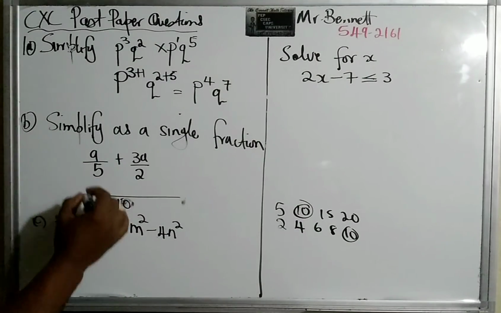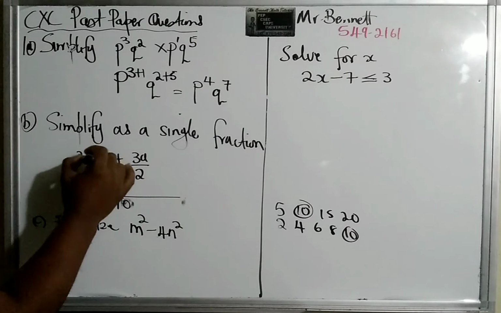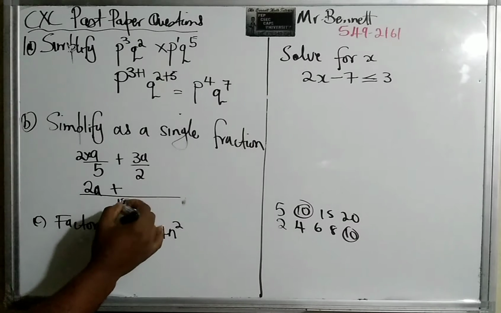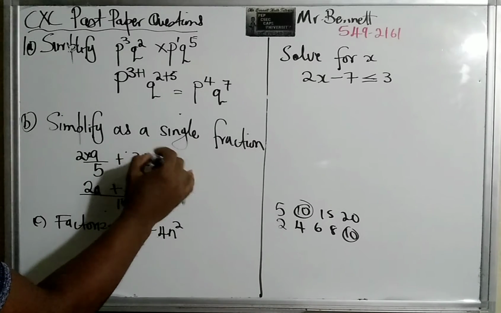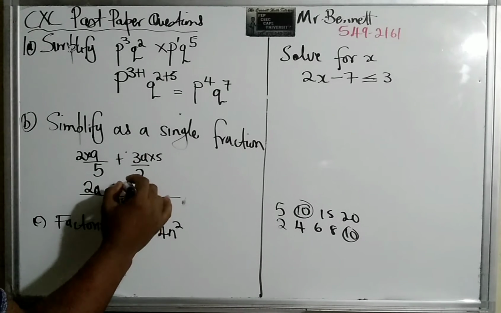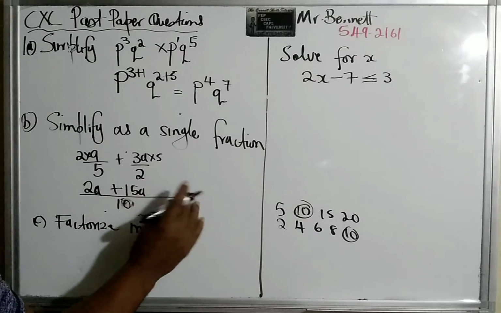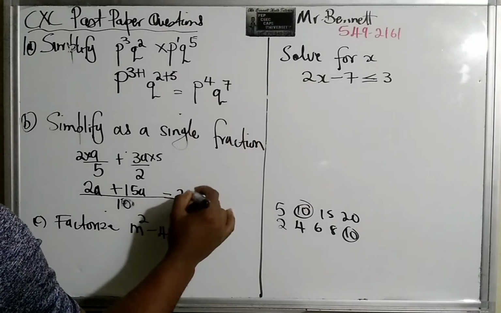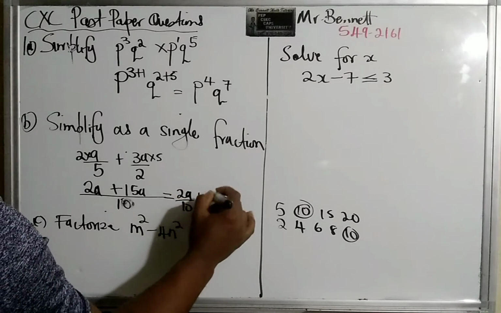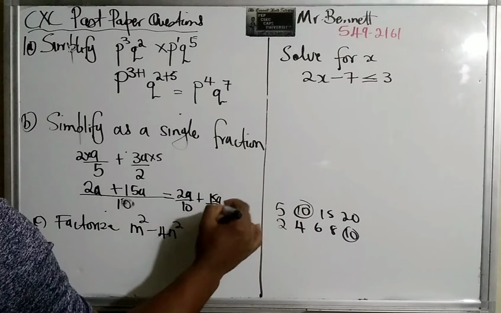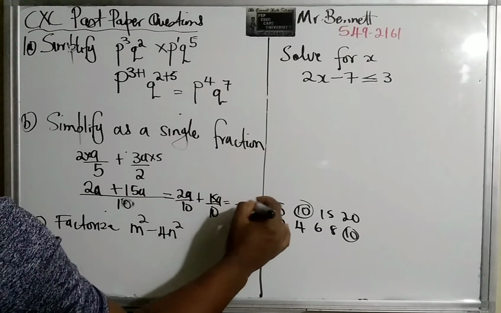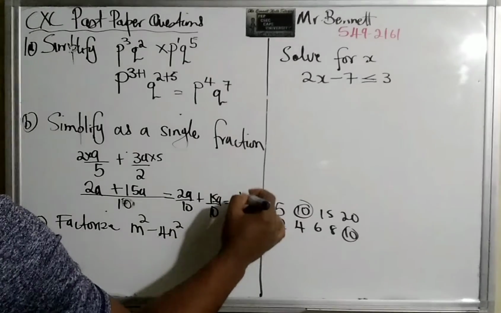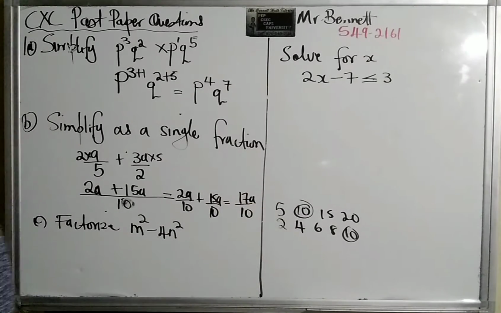Alright, so 5 into 10 goes 2 times, so we multiply 2 times a, that gives us 2a, plus 2 into this 5 times that would be 15a. So we can add the top now, because remember this is the same thing as 2a over 10 plus 15a over 10. So we normally just keep the LCM and add the top, so it is 17a over 10.